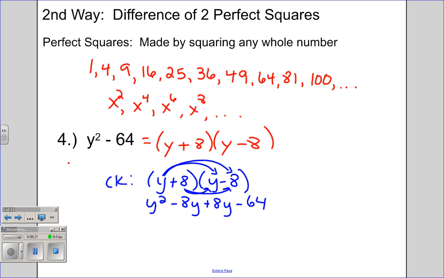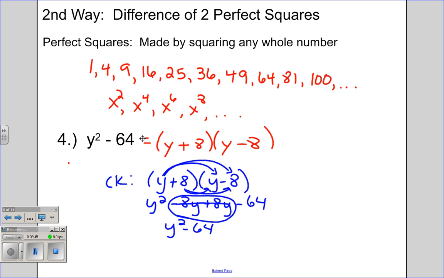-64. Now when we get to this step, we need to combine like terms. So right there's our like terms. What is -8 plus 8? Well, it's 0. So they cancel. So you're left with y squared minus 64. That is why it's a difference of two perfect squares. Your middle term is going to cancel.